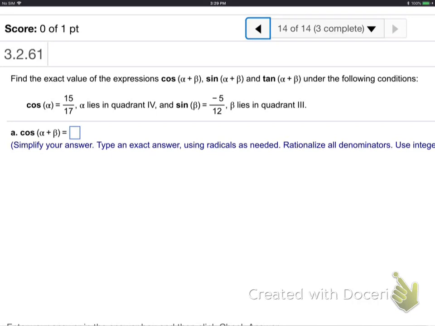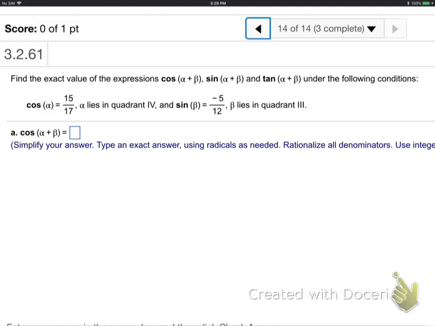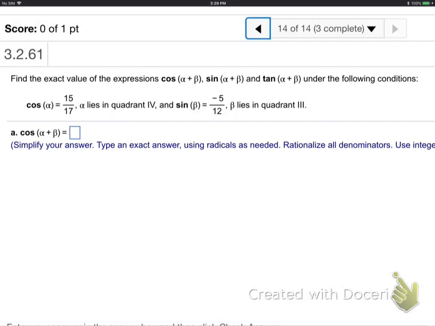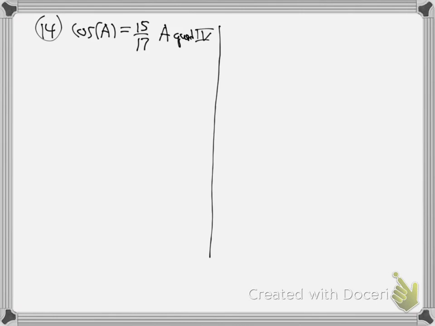Okay, so number 14. Let me get a fresh screen on this one. So number 14, cosine. What's it saying? Cosine of A is 15/17, and it's in quadrant 4. A is in quadrant 4, and then the second part says sine of B is minus 5/12, quadrant 3. Sine of B, minus 5/12? Yeah, minus 5/12, quadrant 3.